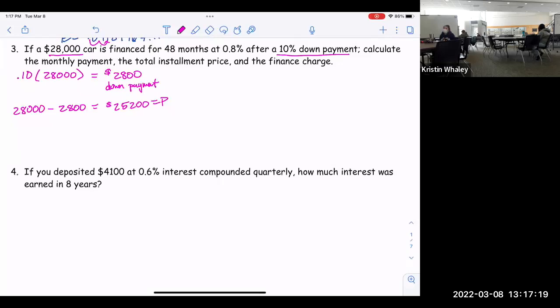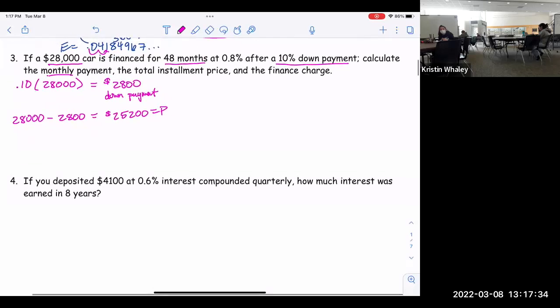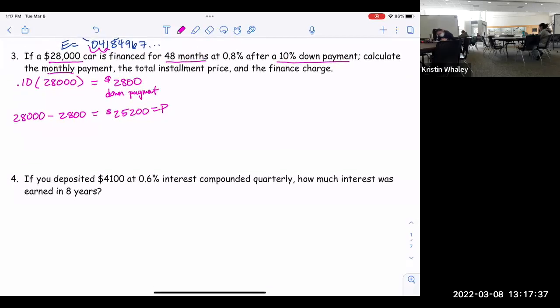If we keep reading this, we can see that we're financing this for 48 months. And if we look ahead, it's talking about a monthly payment. So I do know that the number of payments is going to be 48. In terms of my formulas, 48 months, if there's 12 months in a year, 48 divided by 12 would give me 4. So that means that T in this case is 4 years. My time is always in years.